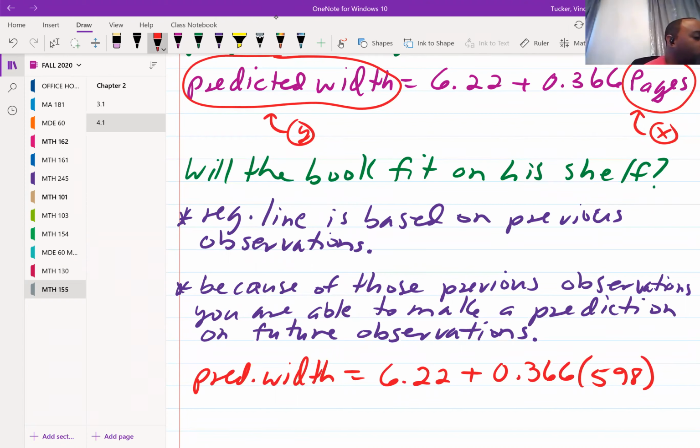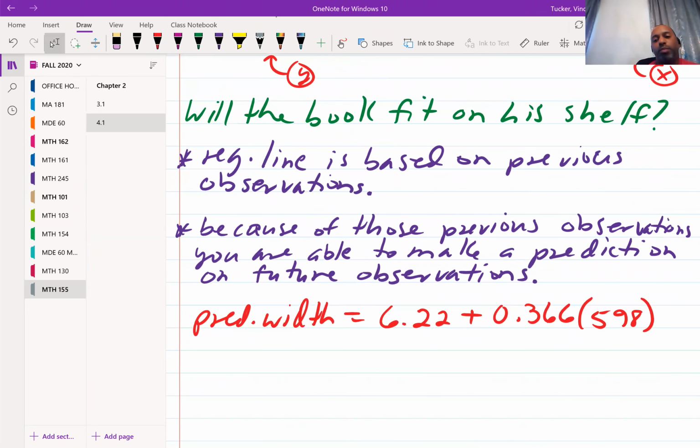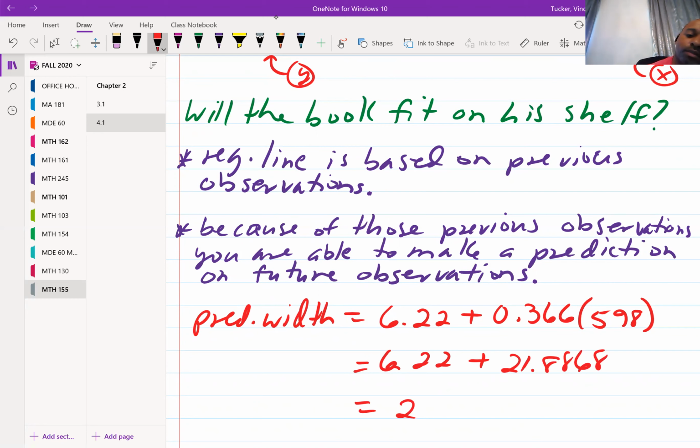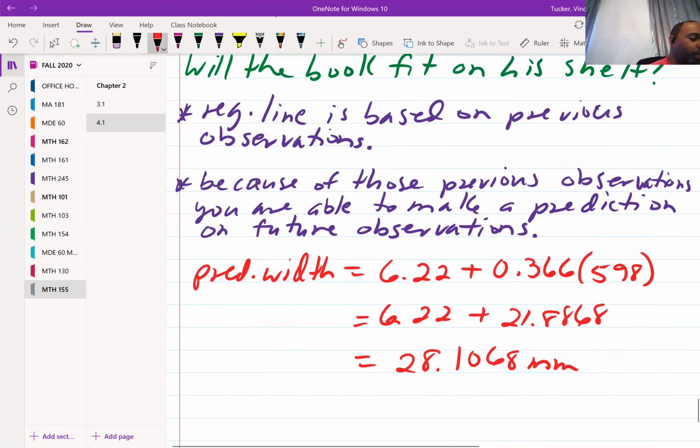All right, so predicted width is going to be 6.22 plus 0.366 times 59. That's it, 59. Multiply those together. In the order of operations, you do multiplication first, and then add. And that's what we're looking at, our predicted width.